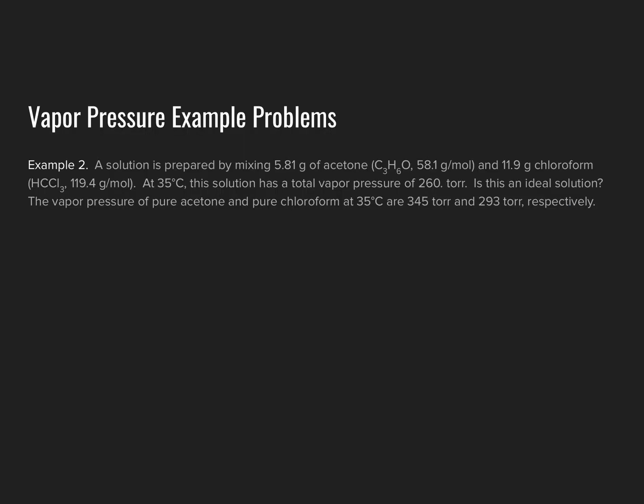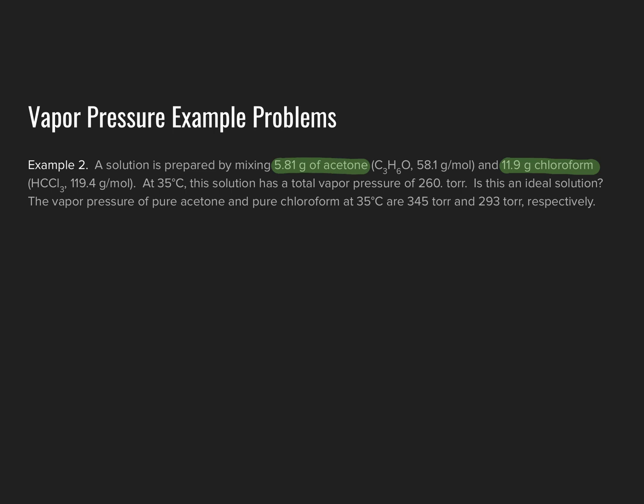So, working an example problem now for vapor pressures, let's go ahead and have a look here at example number 2, in which we are taking a solution prepared by mixing together 5.81 grams of acetone, that is C3H6O, with a molar mass of 58.1 grams per mole, and 11.9 grams of chloroform, chemical formula HCCl3, whose molar mass is 119.4 grams per mole.